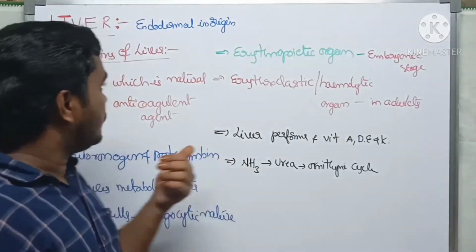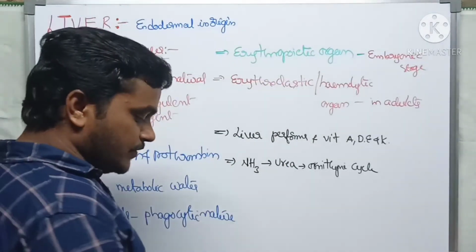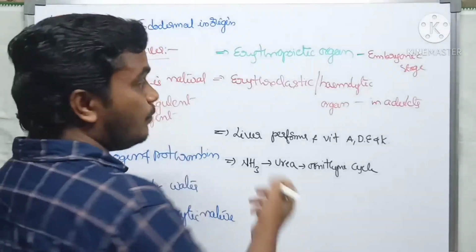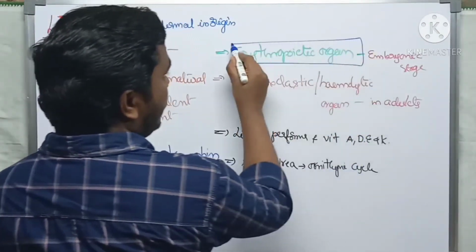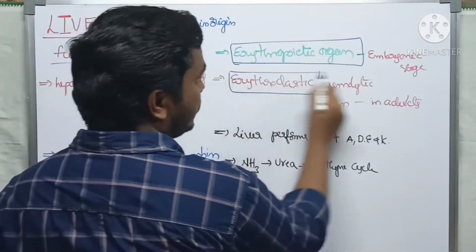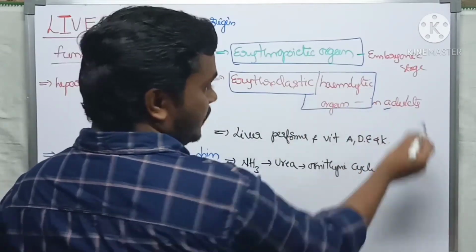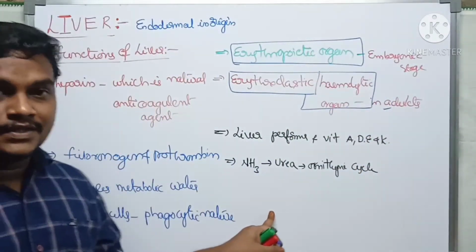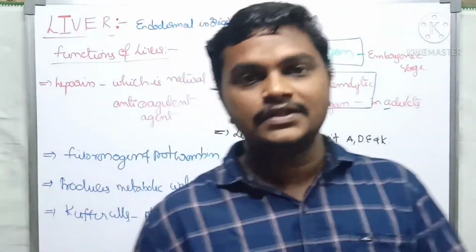So here you see two important words. One is erythropoietic organ in the embryonic stage, and erythroclastic and hemolytic organ in adults. So these are some functions of the liver.